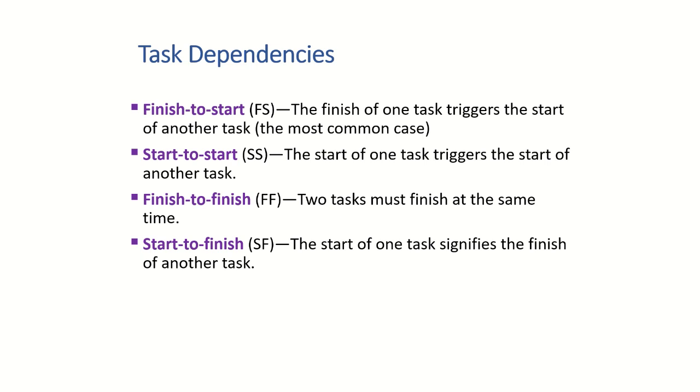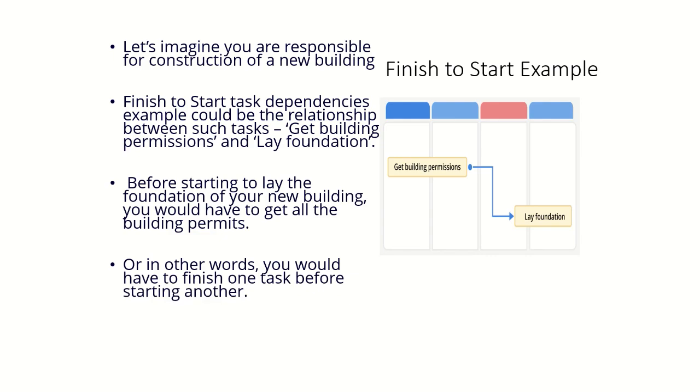So what do you mean by finish to start? Finish to start is nothing but the finish of one task triggers the start of another task. Then start to start is the start of one task triggers the start of another task. Finish to finish is two tasks must finish at the same time. Start to finish is the start of one task signifies the finish of another task. Okay, it might look a bit confusing for you. So let's get into an example and understand it in a better way.